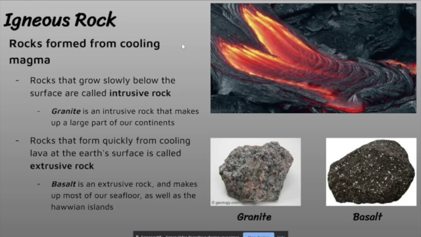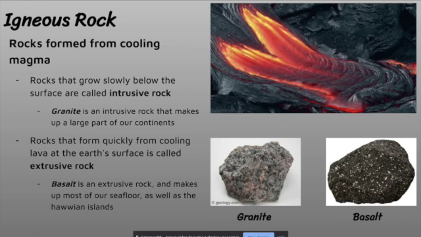The other form of igneous rock is extrusive rock. So just like the "in" at the beginning of intrusive means inside, the "ex" at the beginning of extrusive means outside. So extrusive rock is formed from lava that quickly cools at the Earth's surface.